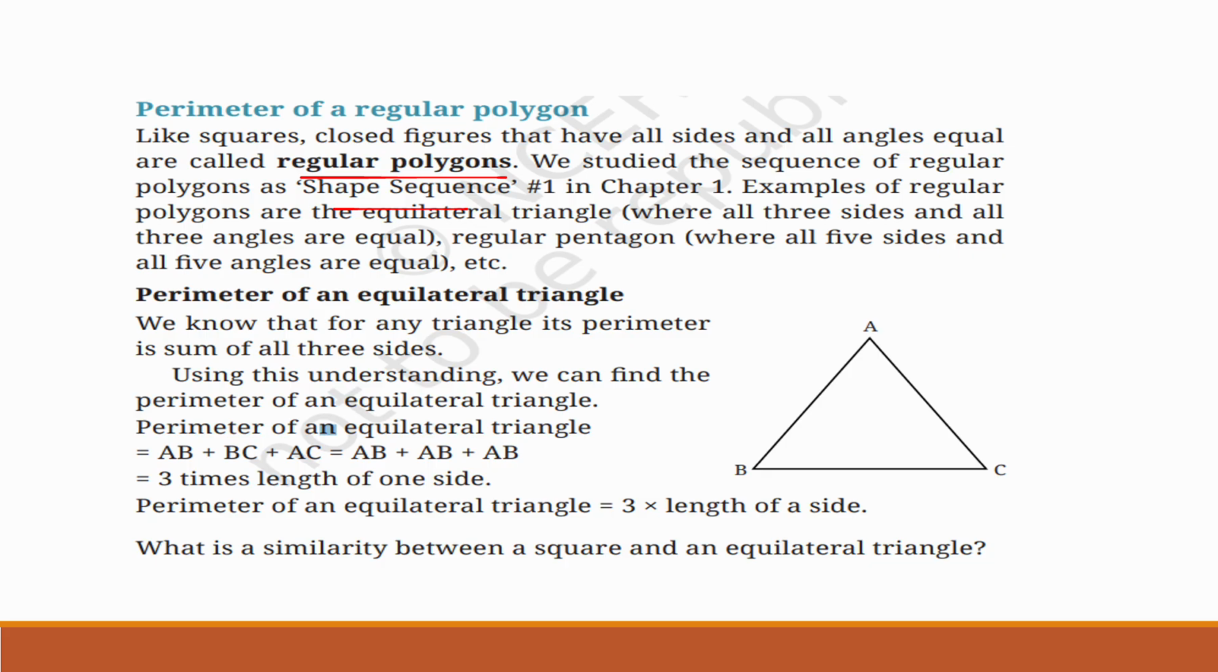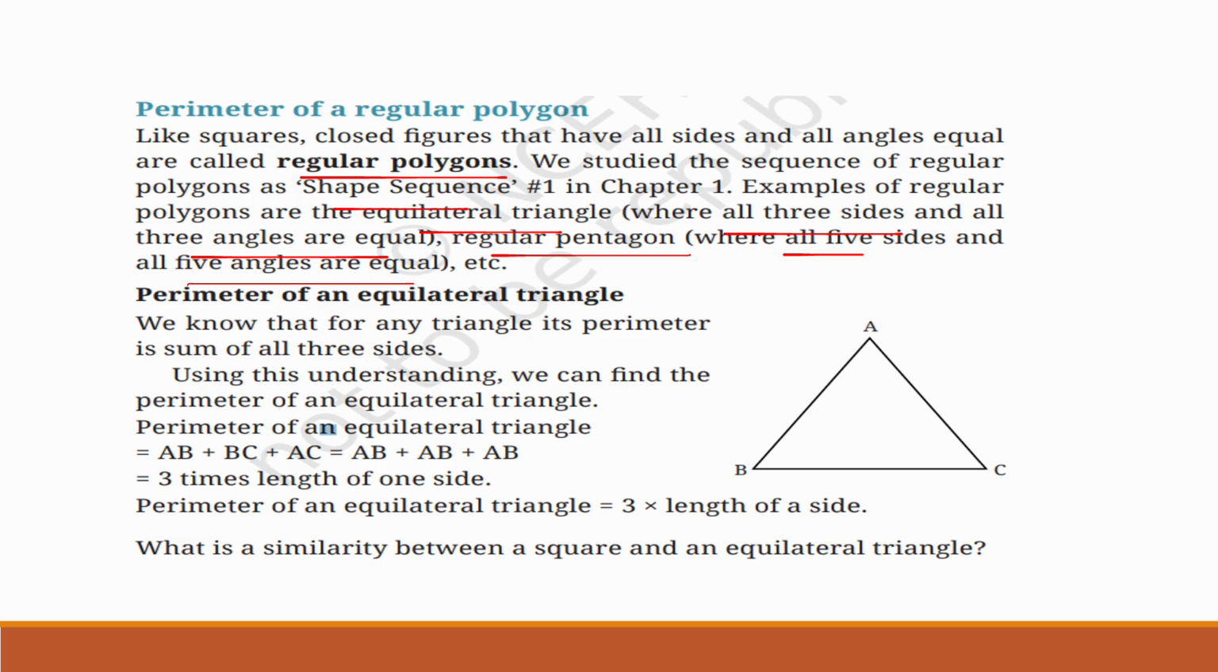Examples of regular polygons are the equilateral triangle, where all three sides and all three angles are equal, and the regular pentagon, where all five sides and all five angles are equal. So, regular polygons are closed figures that have all sides and all angles equal. For example, in an equilateral triangle all three sides and all three angles are equal. In the case of a regular pentagon, all five sides and all five angles are equal.